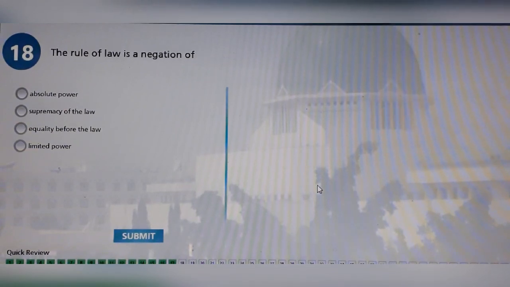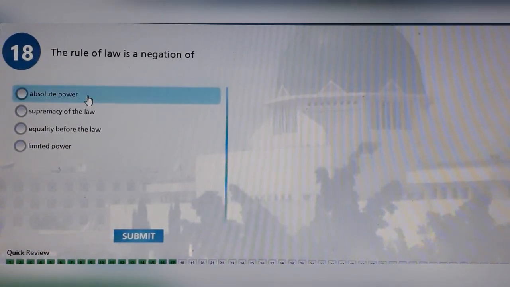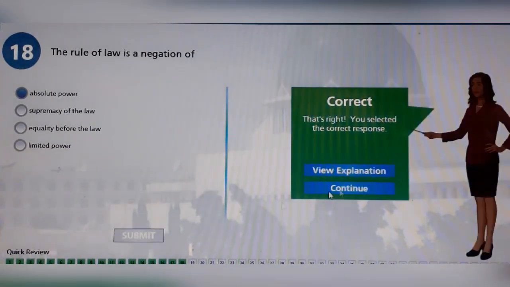Number 18 says the rule of law is a negation of A, absolute power, B, supremacy of the law, C, equality before the law, and D, limited power. Of course, we know what option here conflicts with the doctrine of the rule of law. Supremacy of the law can be, equality before the law can be, and limited power can be. So our correct answer is option A, absolute power.